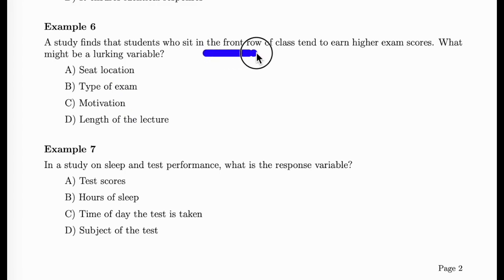If we're examining people that are in the front row, a lot of times students who sit in the front row may also be more motivated or pay more attention. And these traits weren't directly measured in the study. So motivation could be a lurking variable here that was not taken into consideration. So it may be the motivation of the students that sit in the front row rather than the location of the front row that earns them higher exam scores.